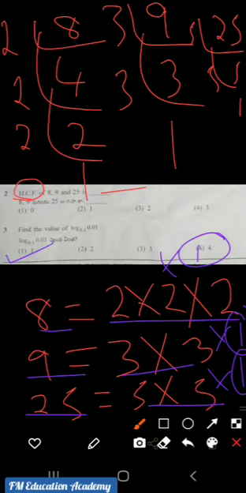Now moving on to the third question. The question is: find the value of log 0.01 to the base 0.1. Actually, it's very easy. Remember, whenever you are given logarithm questions, you have to be perfect in the formulas. Whenever you see the question, the formula should come to your mind. What form is this, and do you have any formula for this? It is in the form of log n to the base x.